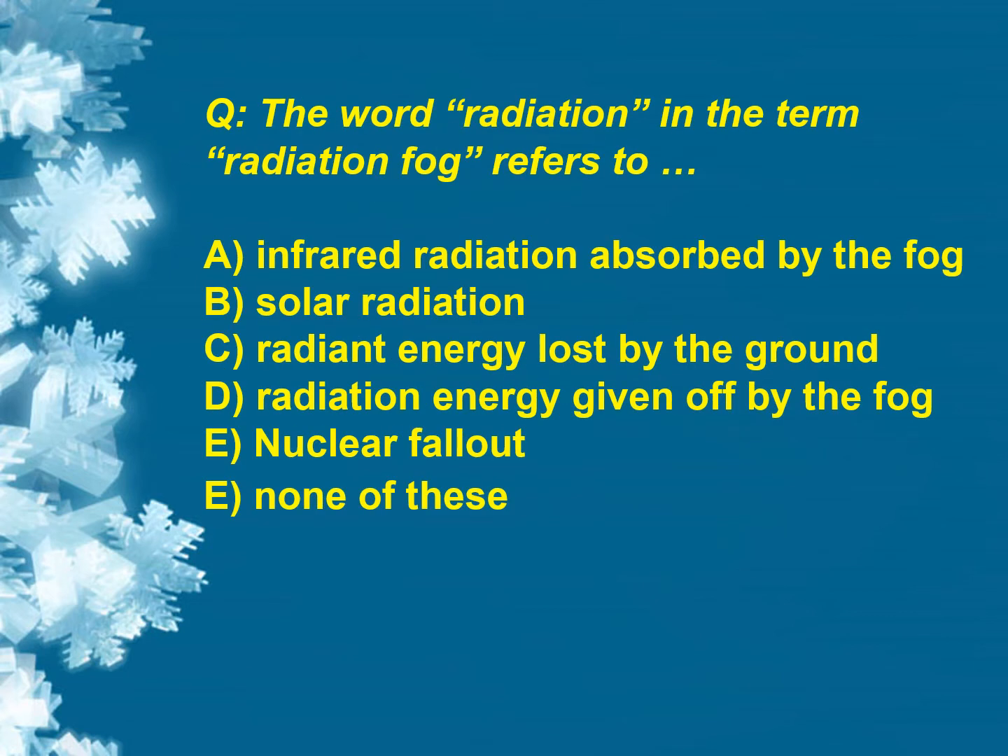Okay, question. The word radiation in the term radiation fog refers to what? Is it A, infrared radiation absorbed by the fog? Is it B, solar radiation, short wavelength coming from the sun? Is it C, radiant energy lost by the ground? Is it D, radiation energy given off by the fog? Is it E, nuclear fallout? And that should say F, not another E. Or is it none of these?